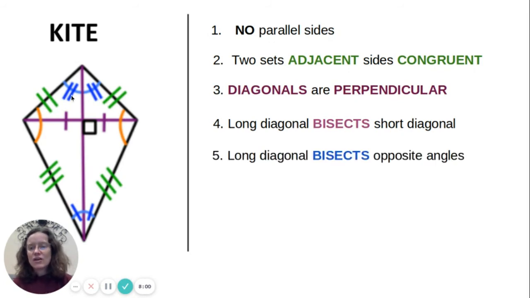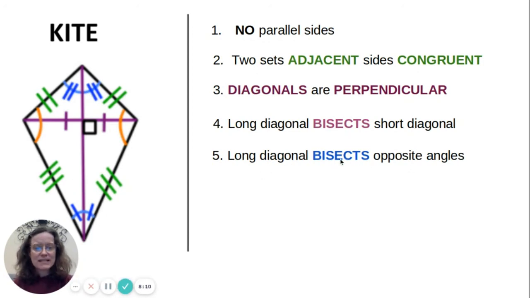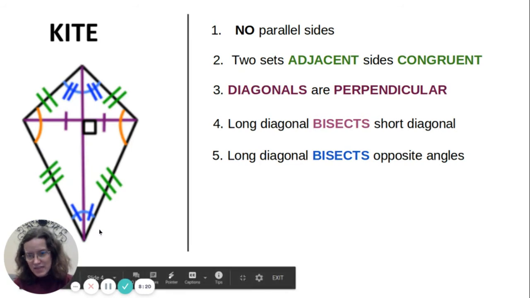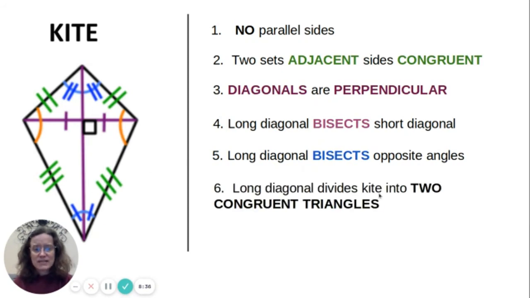This long diagonal not only bisects its other diagonal, it also bisects the angle at one end and the angle at the other end. So the long diagonal bisects the opposite angles that are on either end. So this angle up here is bisected into 2 congruent pieces by this long diagonal. And then down here at the bottom, the long diagonal also cuts this angle into 2 little congruent pieces. Doesn't work for the short guy. He doesn't do that, but the long one does. So the long diagonal does all sorts of interesting things. Guess what else it does?